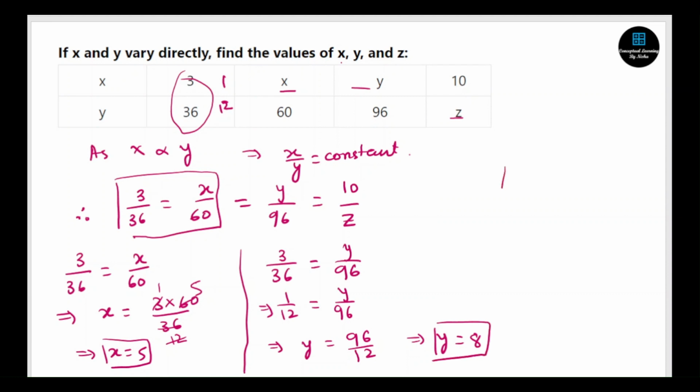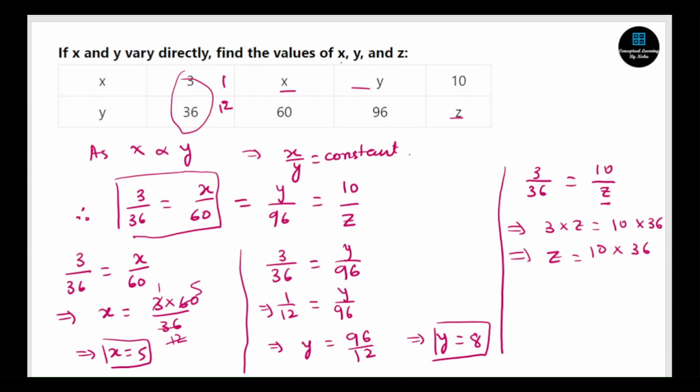And the same way the last one. So I can say 3 upon 36 equals 10 upon z. Now I want to find z. So cross multiply it first. Many students are facing a lot of problems here. How to solve this? So I'm just showing you this. So z equals 10 into 36 upon 3. Like this you have to write, correct?